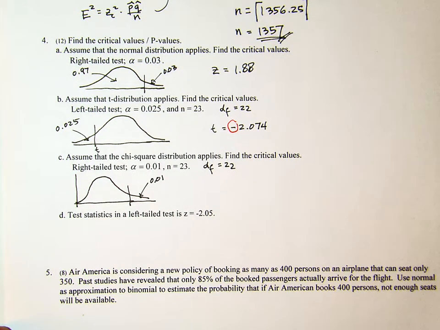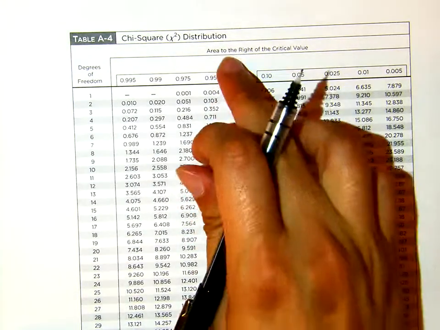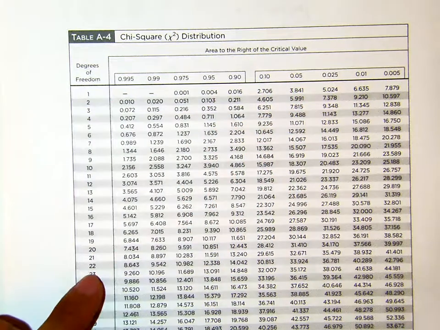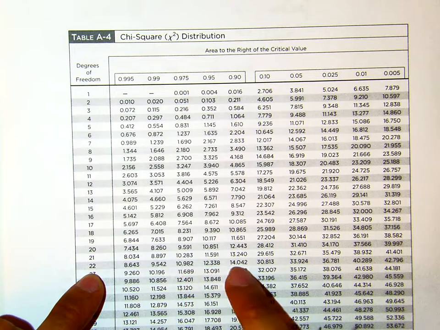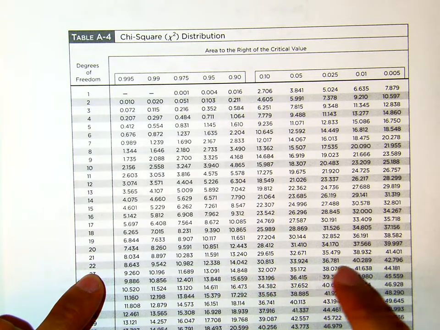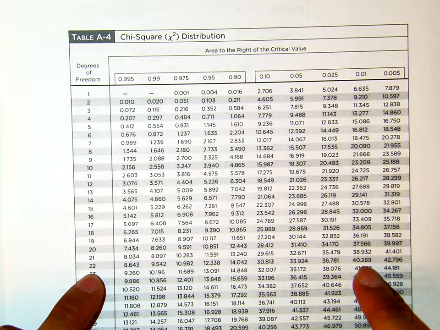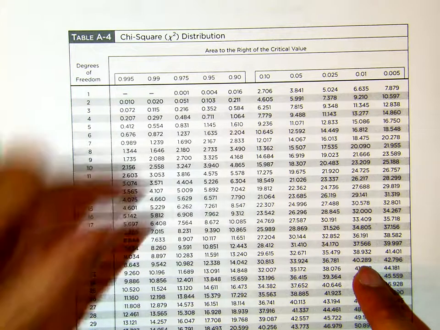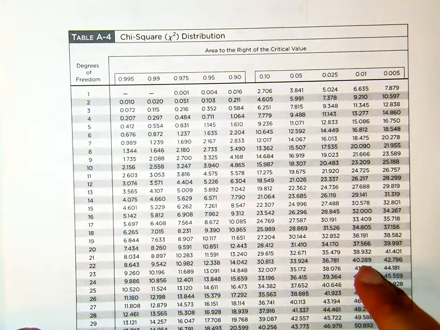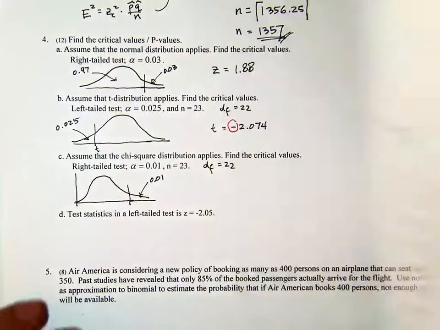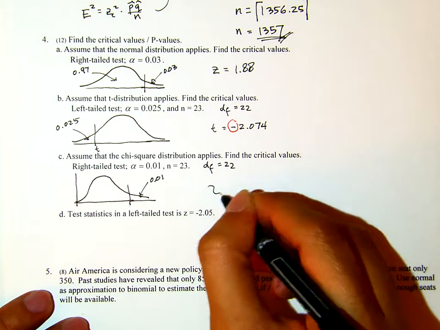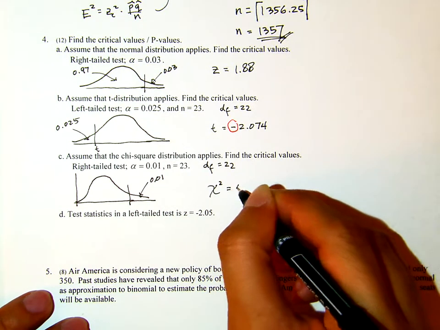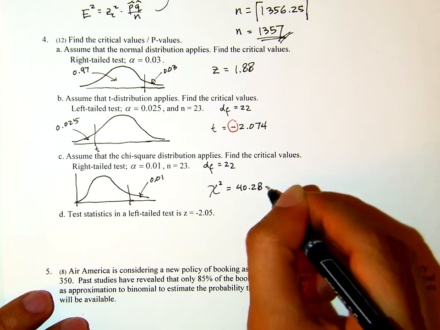Okay, the area to the right of that is 0.01. Now let's take a look here. The area to the right of the critical value, degrees of freedom 22, and you need the area to the right of that to be 0.01. I think we're looking at this one here. You get 40.289. Okay, so the chi-square critical value is 40.289.